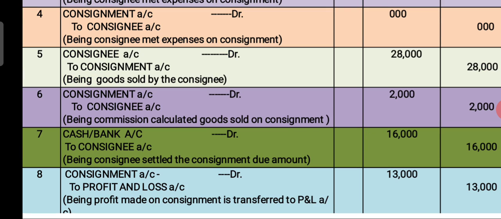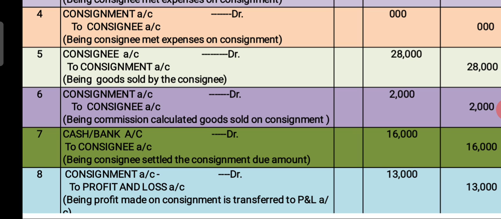Next, profit, what is that? Yes, profit made on consignment. Here, we made profit on consignment in this problem of 5,000. Here the amount is wrongly printed, but the actual amount is only 5,000, in the statement we prepared for profit on consignment.